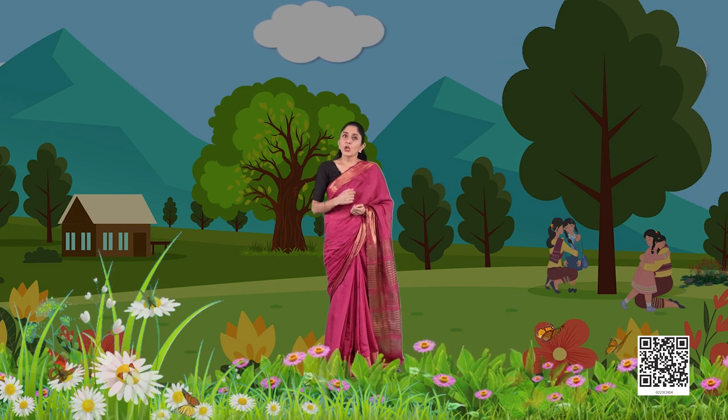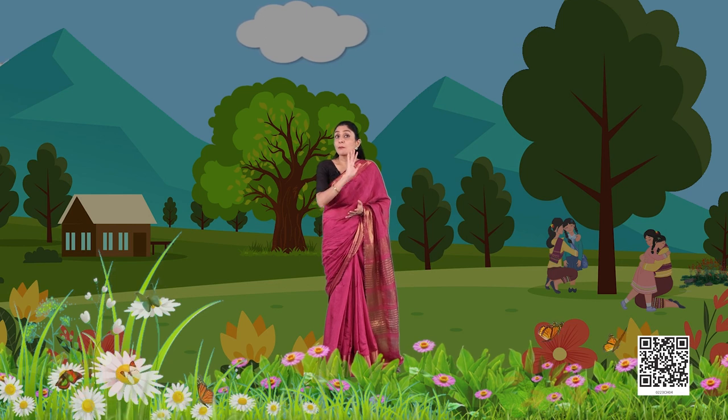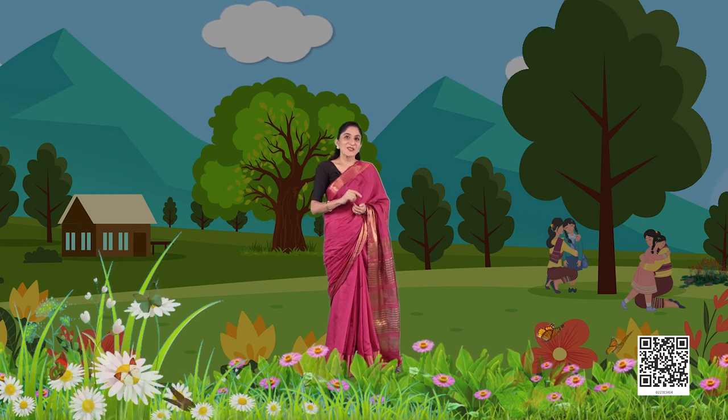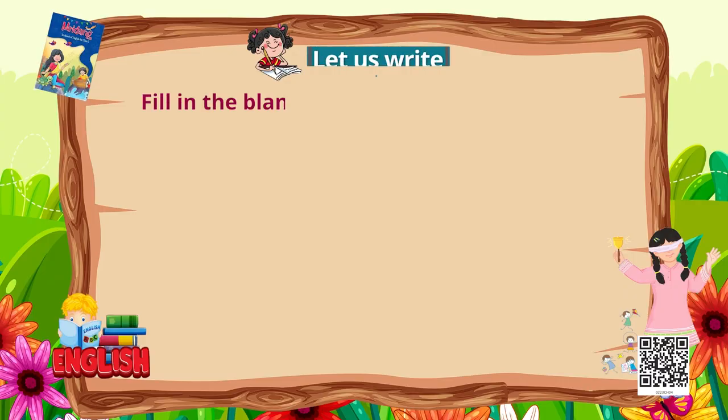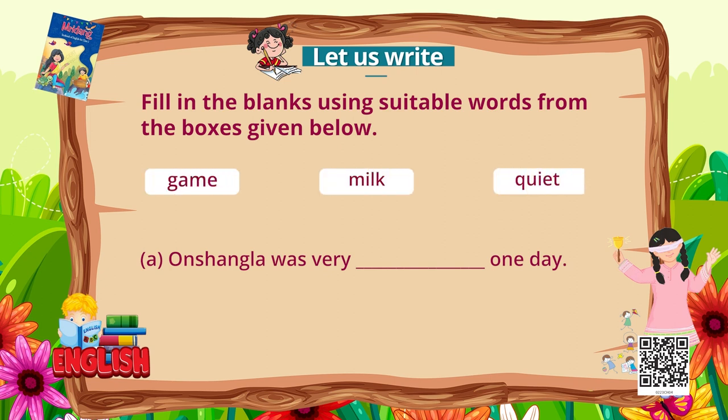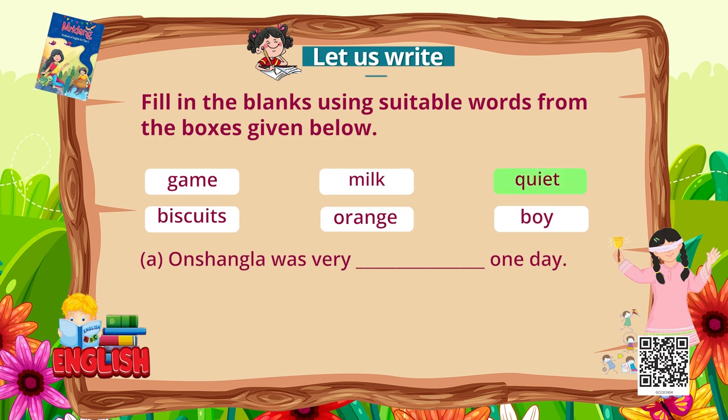When we enjoy doing or seeing something, we remember all about it. So tell me the answers to the questions appearing on your screen. Simply fill in the blanks. Onshangla was very dash one day. And your options are game, milk, quiet, biscuits, orange, and boy. What do you think? Onshangla was very quiet one day.